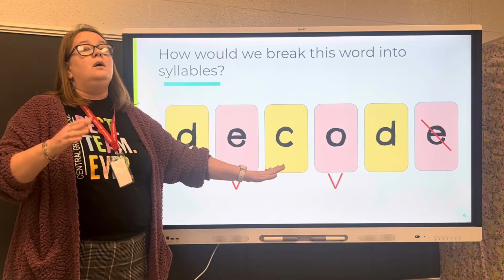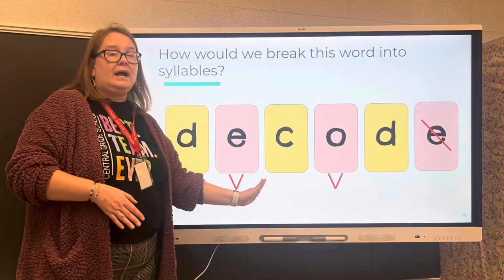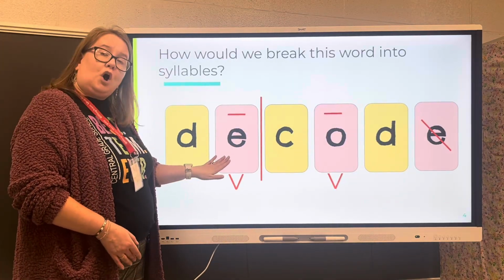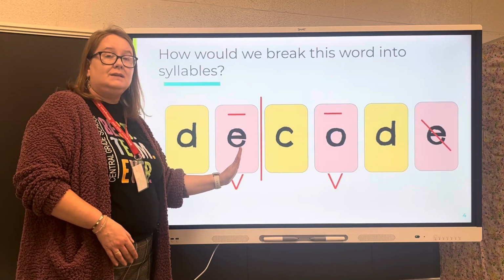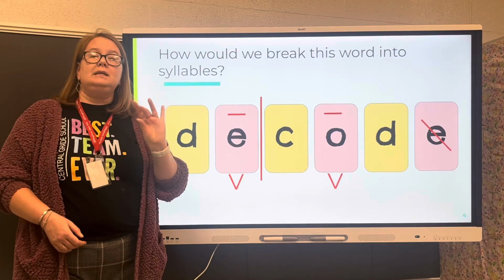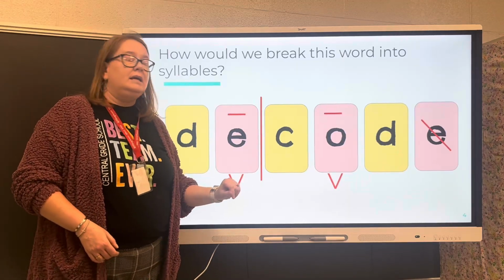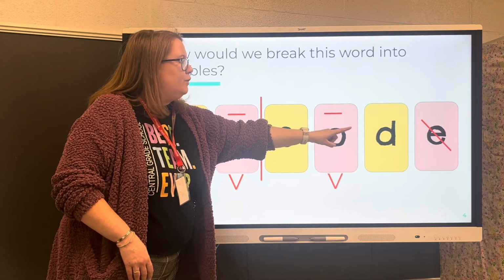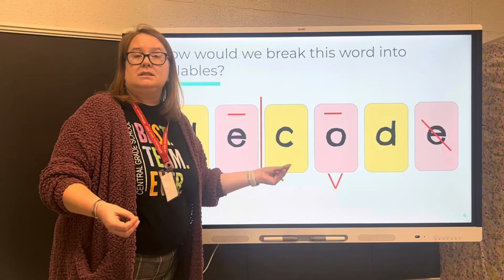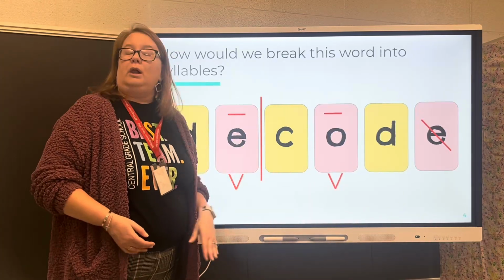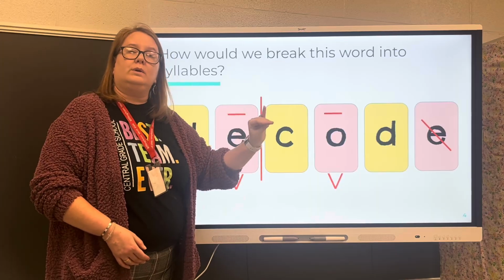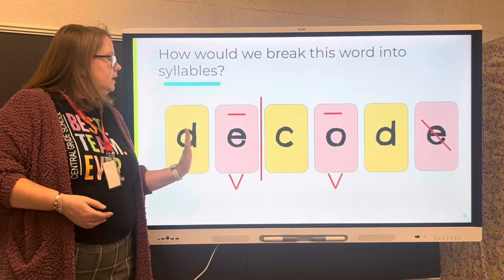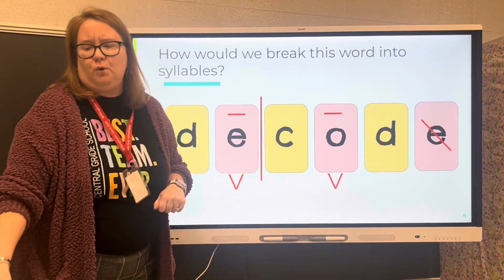Now remember, I said most of the time we're going to try to separate right after our vowel. So let's do that. Okay, that leaves me with an open syllable here because my vowel is at the end of the syllable, so it's a long sound. D, E, de. If we look at the other side, oh, I see a vowel consonant E pattern. I know that that E is going to help my vowel make its long sound and say O. So in this syllable, I have k-ode, code. If I put my two syllables together, I get decode. That's my word, decode.